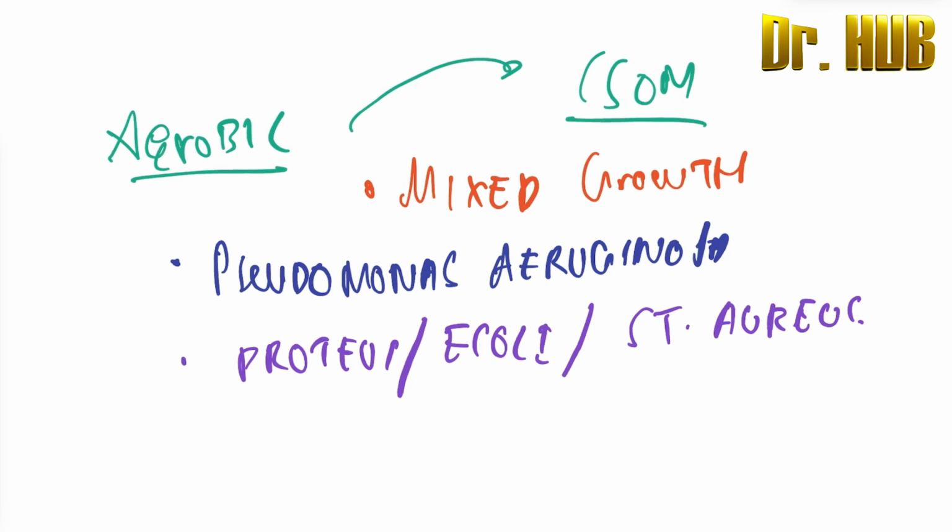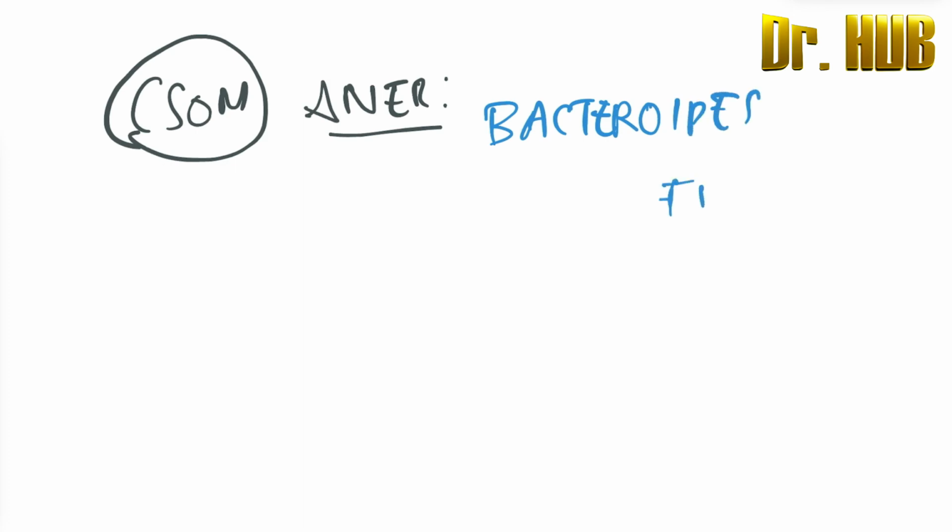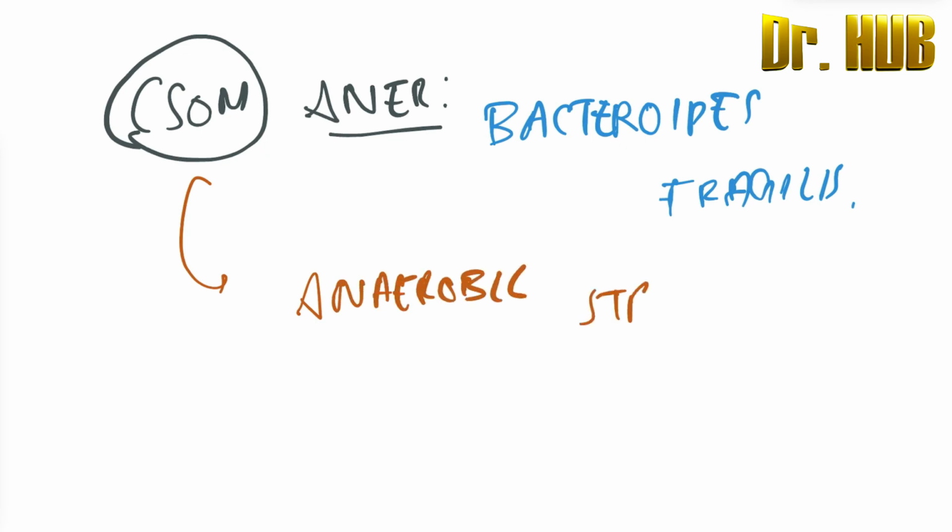Now, another significant finding will be the anaerobic organisms in terms of the CSOM. So here in CSOM, what are the anaerobic organisms? This includes the Bacteroides fragilis. And in CSOM, there is also the anaerobic streptococci.